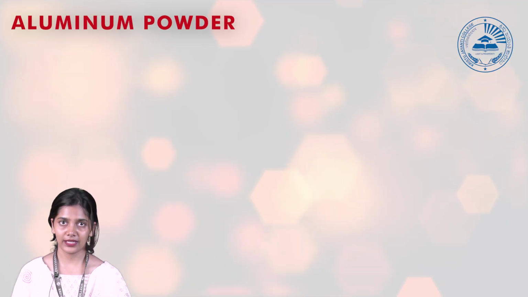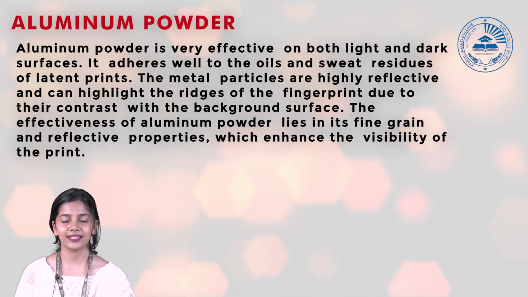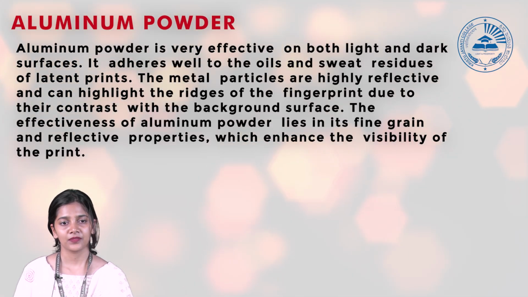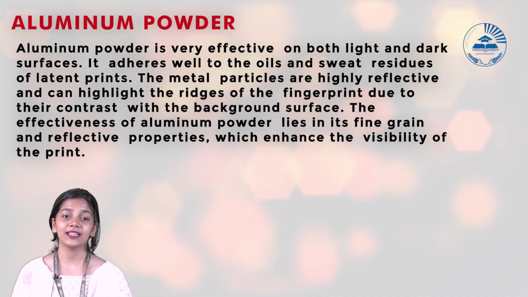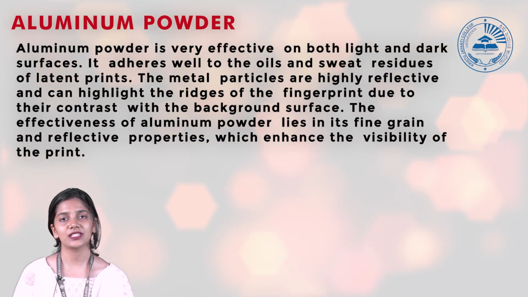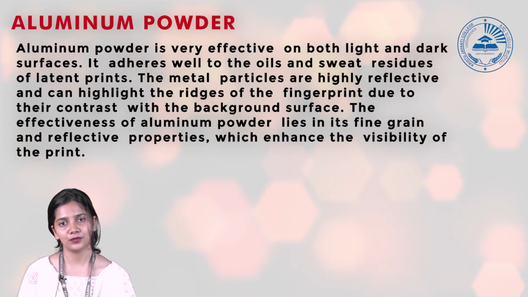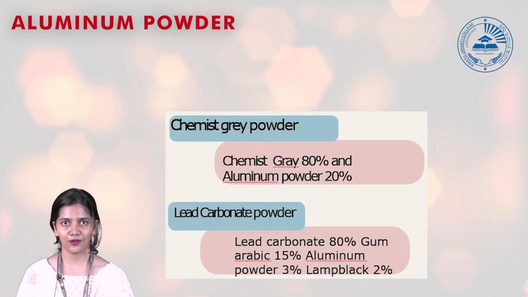Aluminum powder is very effective on both light and dark colored surfaces. It adheres well to the oil and sweat residues of the latent fingerprints. The metal particles are highly reflective and can highlight the ridges of the fingerprint due to their contrast with the background surface. The effectiveness of aluminum powder lies in its fine grain and reflective properties, which enhance the visibility of the print. It can be of two types, chemist grey powder and lead carbonate powder, the composition of which is given below.